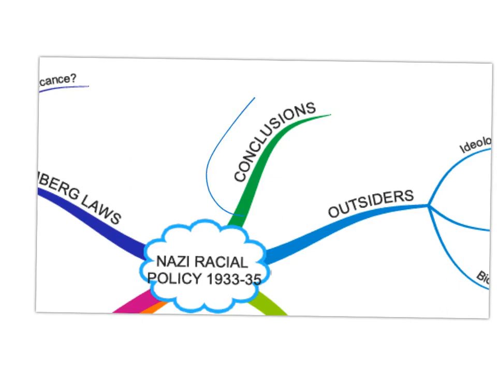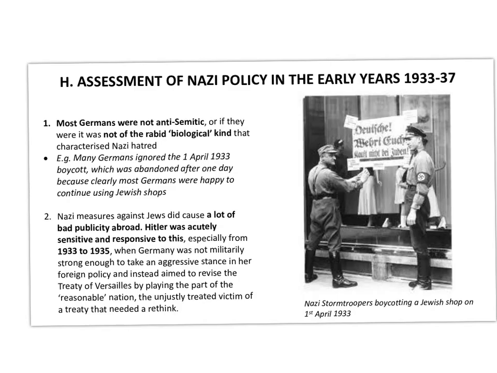So finally, just in terms of conclusions, there are 5 key points just to bring it together. The first, in terms of an assessment, remember that most Germans were not anti-Semitic, okay? Or if there was anti-Semitism, it was not of the rabid biological kind that characterised the Nazis. Secondly, Nazi measures against the Jews did cause a lot of bad publicity abroad, no doubt about it. And Hitler was very, very aware of that and responsive. And understanding that is a key to understanding Jewish policy between 1933 and 1939.